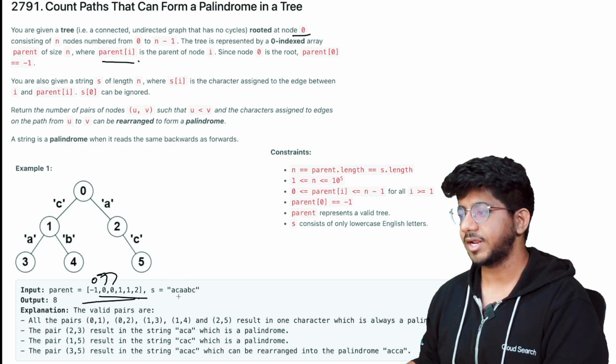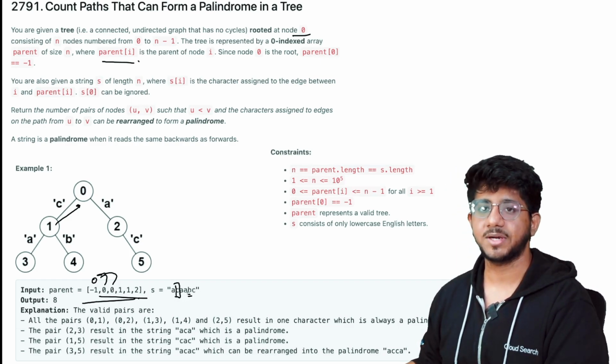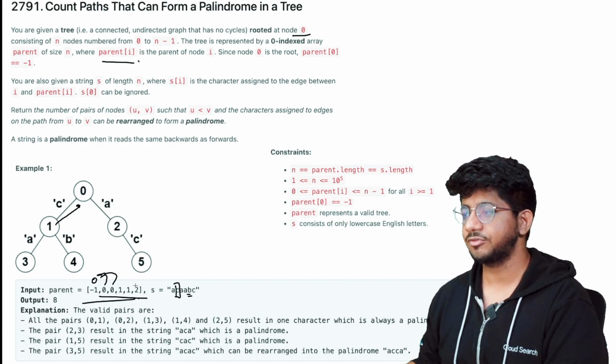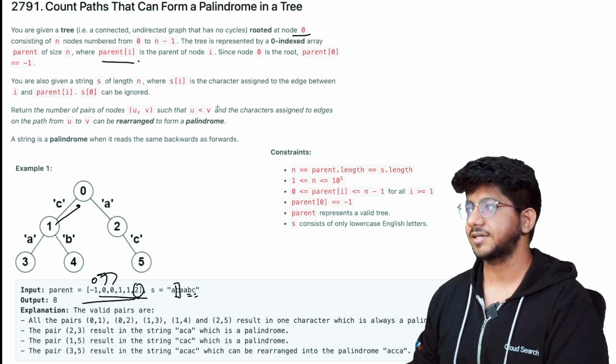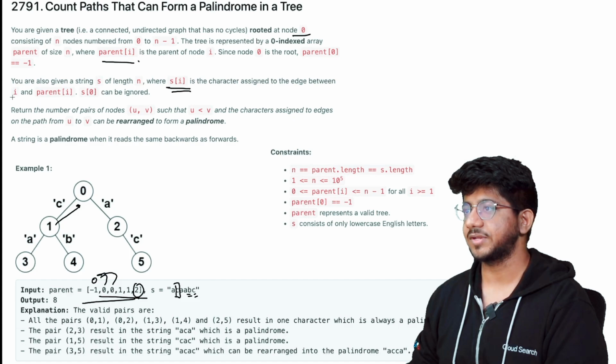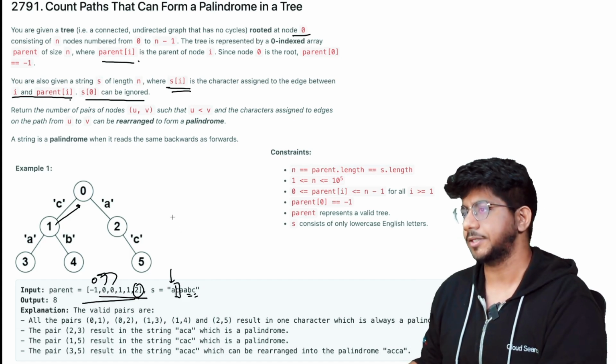Then for every node, for node number 1, the edge to the parent is given by this character. Similarly, the next character is given by the next index. So for 5, if you connect it to its parent 2, then the edge will have the character C. That's what is given, right? That s[i] is the character on the edge between i and parent of i. S of 0 is just a dummy character to make the indexes work properly.